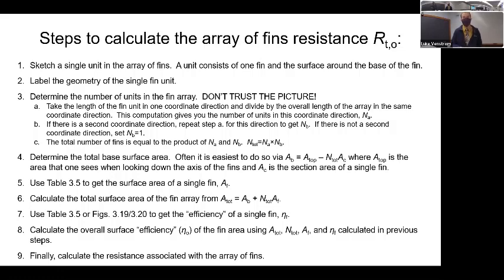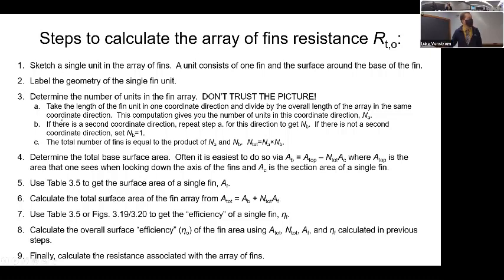You can't trust the picture on how many fins there are. So you're going to calculate in this example problem the number of fins. You're going to see that there are way more fins than what you would think there are based off of the picture. So don't count the fins in the picture and think that's an accurate representation of that problem. Okay, always follow these steps.